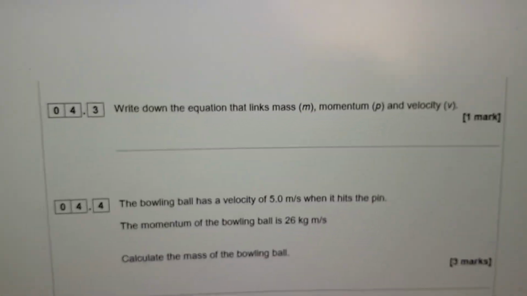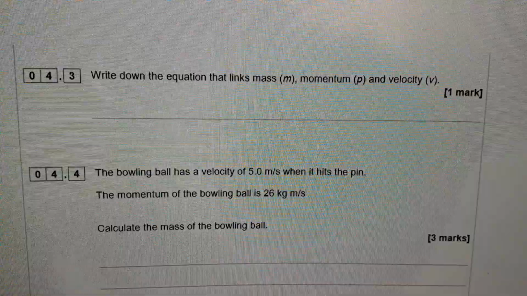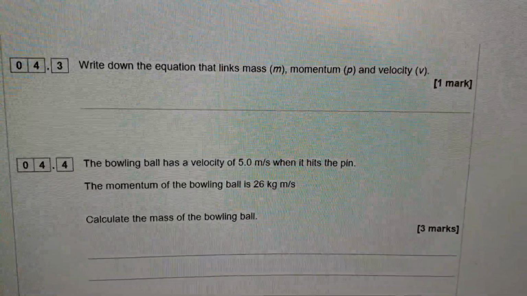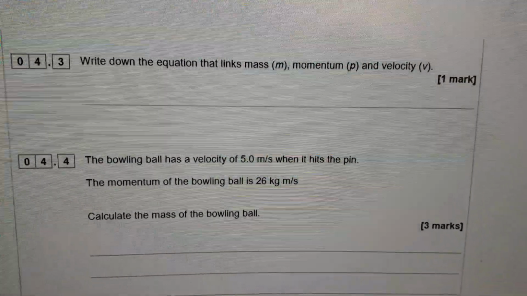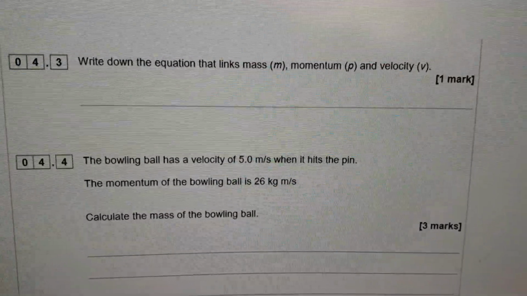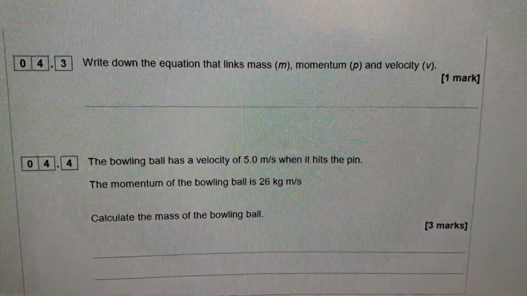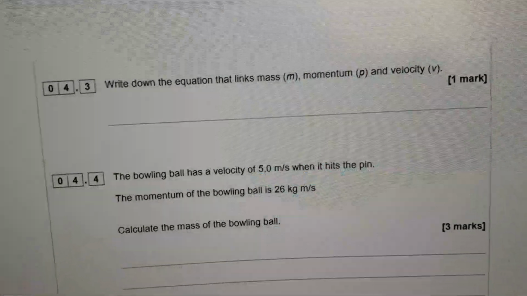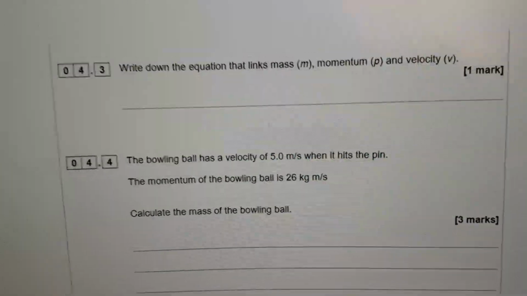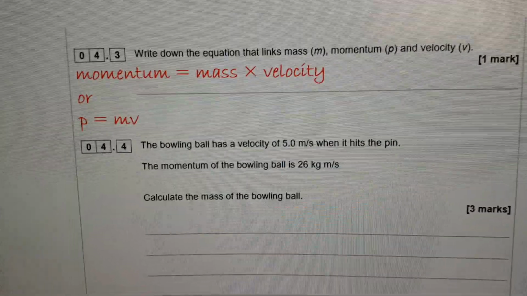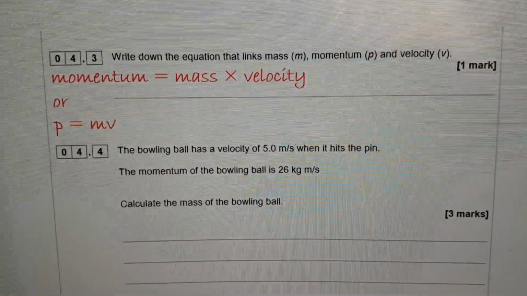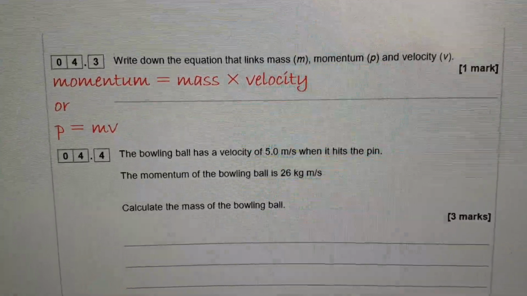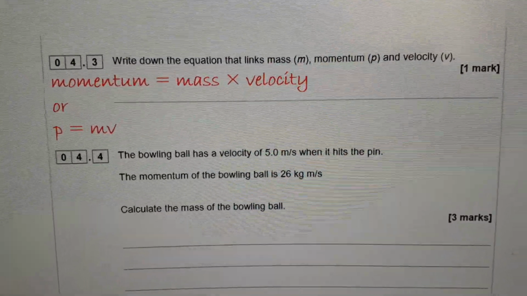And let's have a go at 4.3 and 4.4. I mentioned you needed to know momentum earlier. I didn't go through it because we've got an exam question on it. I want to see how much you can do on your own for this one. What links mass, momentum and velocity? You can look that one up. It's going to be on your equation sheet. And it is, of course, momentum is mass times by velocity, or p equals mv. Please notice this one is a p.